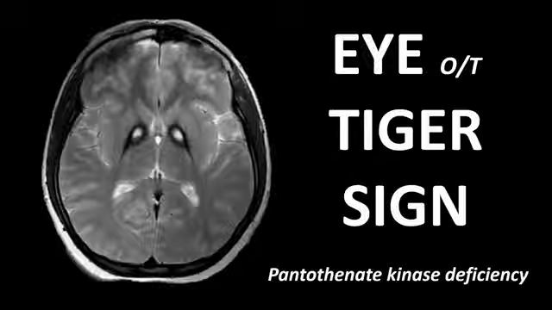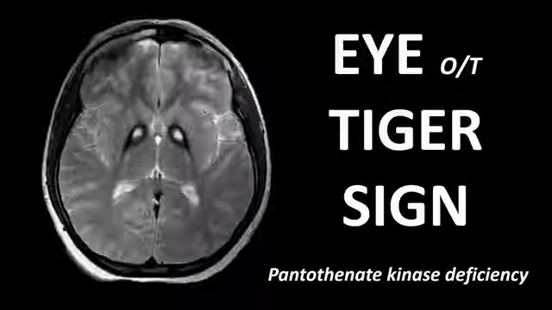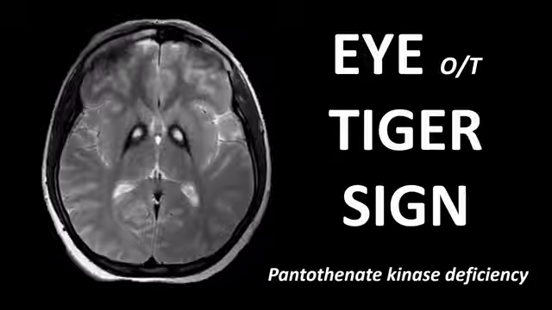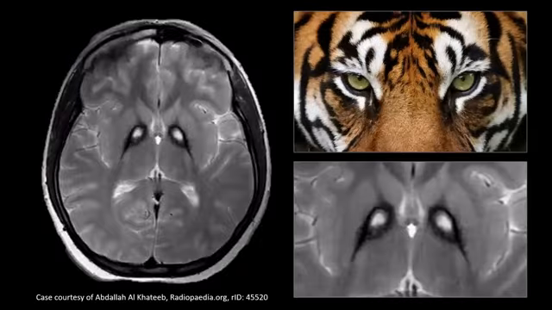This gives rise to the so-called eye of the tiger sign on T2-weighted images, and it's associated with, as said, the genetic disorder pantothenate kinase deficiency, a disorder that was previously known under the name Hallervorden-Spatz disease, but that name is no longer used as Hallervorden and Spatz were Nazis who didn't really behave correctly during the Nazi times. So the name is no longer used, and the disease is now called pantothenate kinase deficiency.